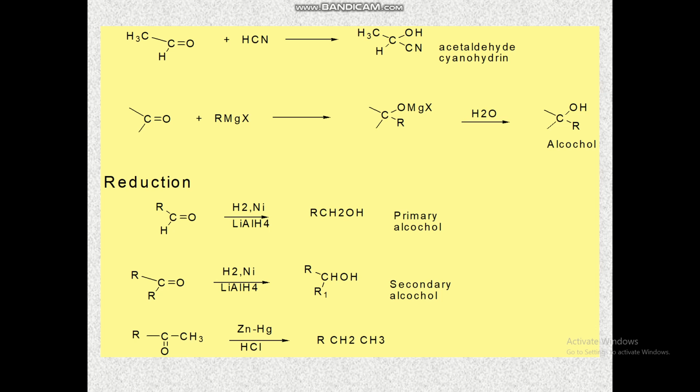As the Clemmensen reduction involves the use of concentrated hydrochloric acid, it is not used for reduction of carbonyl compounds containing groups which get destroyed by acid. So carbonyl groups get reduced into methylene groups in the presence of zinc amalgam and concentrated hydrochloric acid.